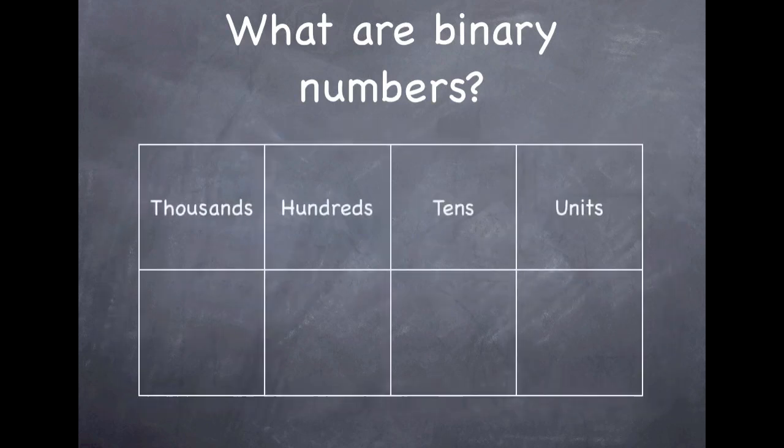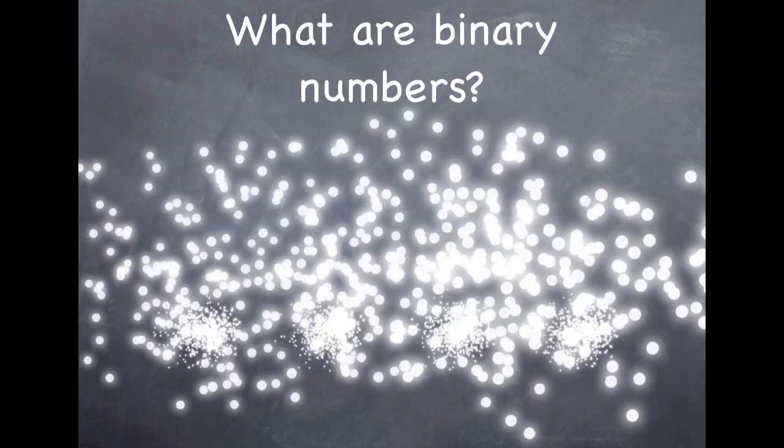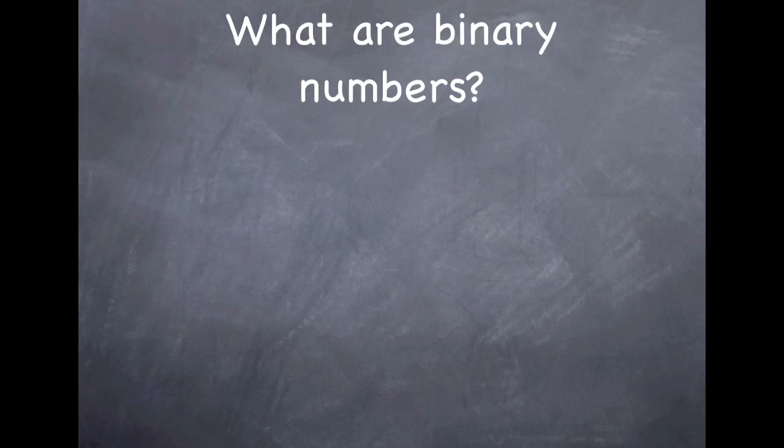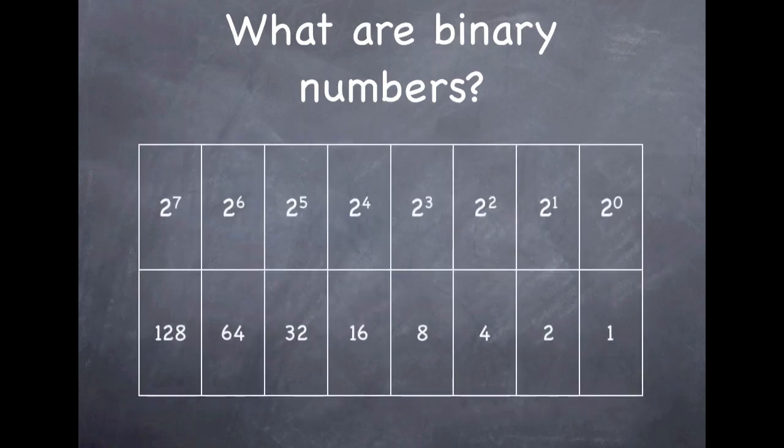We learn that decimal numbers are made up of columns: units, tens, hundreds, thousands, etc. This is because each column is a power of 10. Binary is pretty much the same, except each column is a power of 2. These numbers can make learning binary easier, so expanding them can be useful.